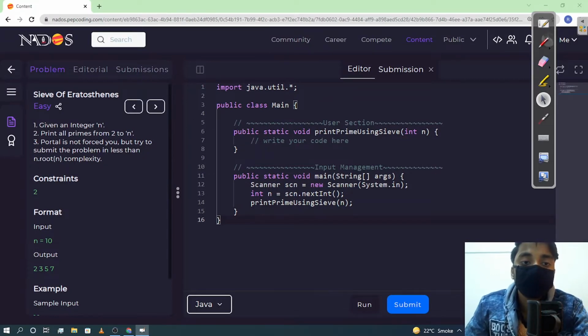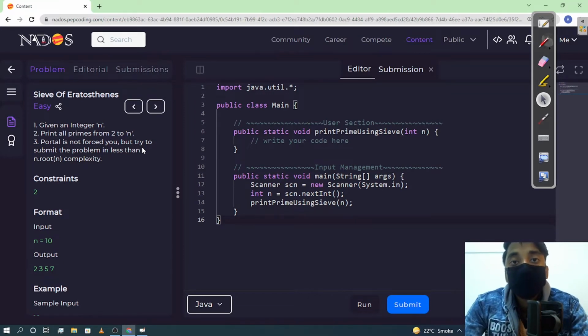So we are given a number n. This is the range, and we need to print all the primes from 2 to n. And the time complexity for this should be less than n under root n.